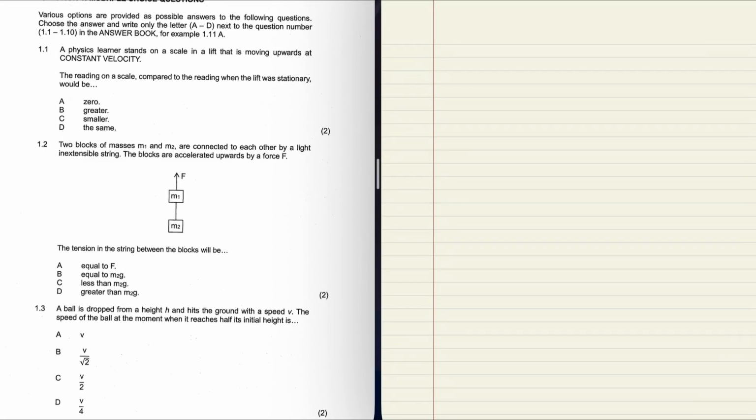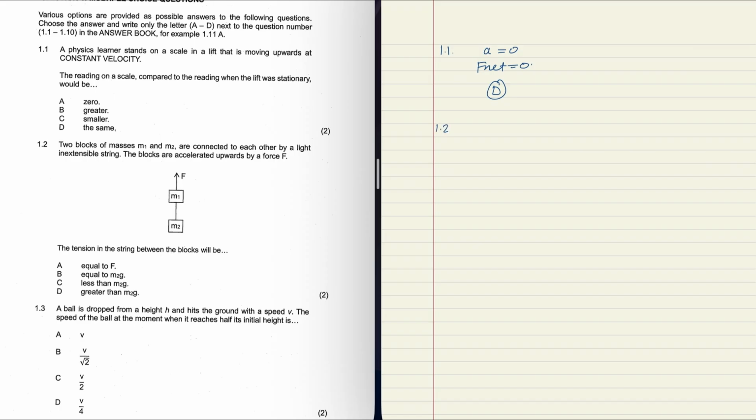Today we're going to take a look at the KZN September 2025 paper 1 questions. Question 1.1. A physics learner stands on a scale in a lift that is moving upward at constant velocity. So constant velocity means that acceleration is equal to 0, and that means that F net will equal 0. The reading on the scale compared to the reading when the lift was stationary would be the same. So the answer is D. Because there is no F net, the reading on the scale is going to be the same.